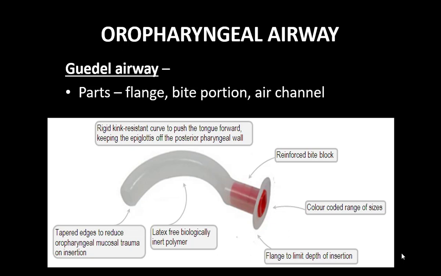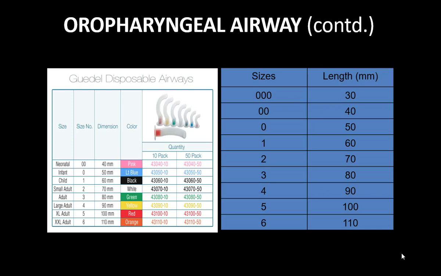It is Goodell's airway. It is a curved, rigid, kink-resistant device which pushes the tongue forward and prevents its fall and keeps the airway open. It has three parts: flange, bite block and air channel. This is the reinforced bite block which lies between the teeth, and this is the flange. It lies outside the mouth and it limits the depth of insertion.